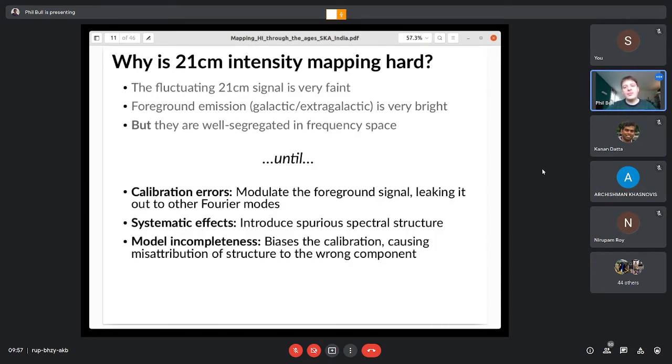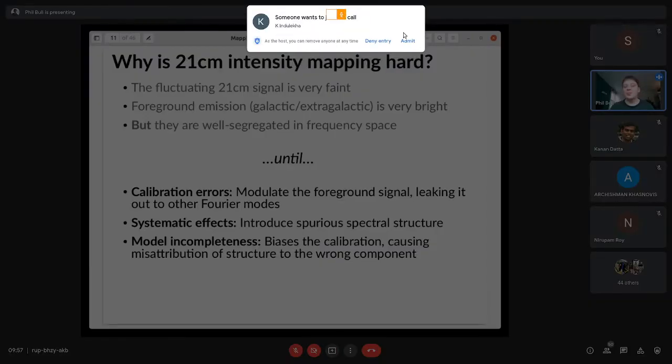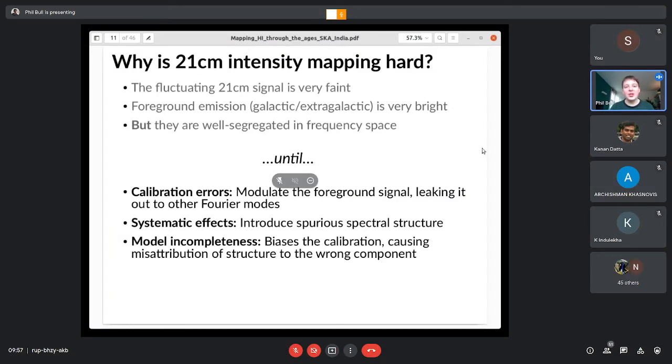So there are other systematic effects that are a problem as well. This wedge one is kind of the most eye-catching, but there are a bunch of other systematic effects, things like cable reflections, which can introduce spurious spectral structure, mutual couplings between the receiver elements, all sorts of stuff like that.